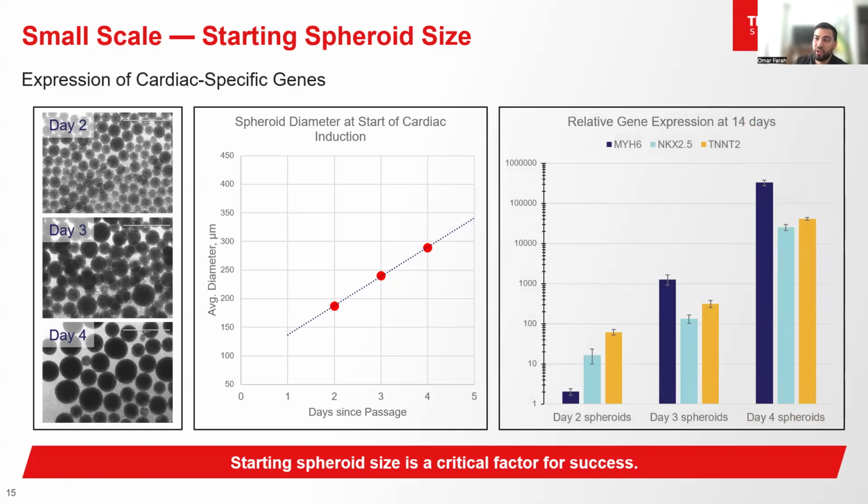And this pattern that we saw with differentiating the bigger spheroids or the smaller spheroids also carries through if you look at gene expression. So the relative gene expression, when we're looking at certain genes that are known to be associated with cardiomyocytes, we tend to see much higher induction of those genes if we start from a larger spheroid compared to a smaller one.